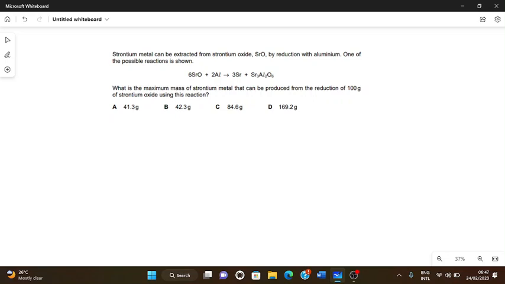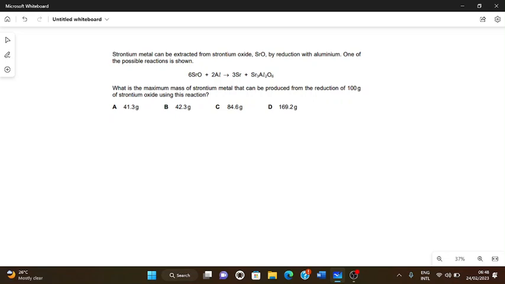So what is the maximum mass of strontium metal that can be produced from the reduction of 100 grams of strontium oxide? So the first thing we look at, we check the equation of the reaction if it is balanced. From all indication, you can see that the equation is balanced.